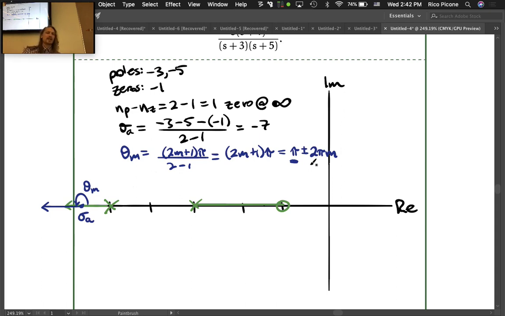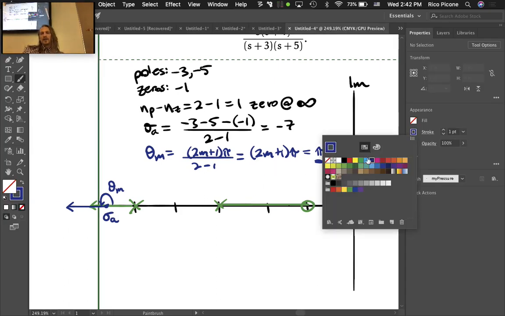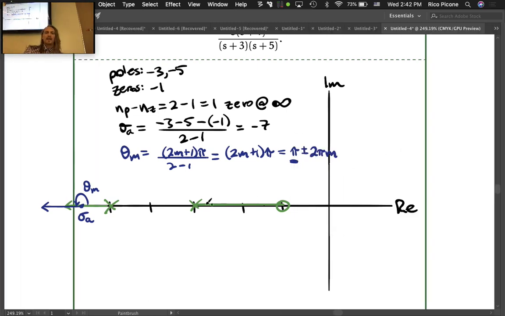Okay, any questions on that example though? Is there an arrow on the green one on the right, on the asymptote? Yes. It's good to draw an arrow, but it's not required. It's good to know that it's originating at the open loop pole and going to the open loop 0. So that is the direction it goes.